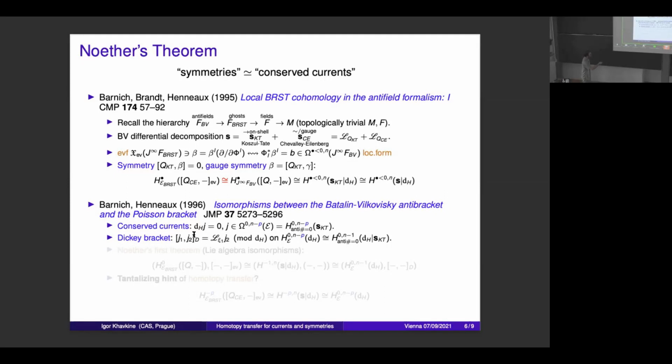On the conserved currents, they recall the definition of the so-called Dickey bracket, which is basically the Lagrangian analog of the symplectic version of Noether's theorem, which says that the conserved charges corresponding to symmetries, through the Poisson bracket, generate the symmetries themselves. Here we don't have a Poisson bracket, but we have a substitute bracket that is defined not on everything, but just on the conserved charges or conserved currents themselves. This is called the Dickey bracket, and it uses the correspondence of conserved currents with symmetries. I don't have time to go into this, but to every current you can associate the symmetry, and I can use that symmetry to take some Lie derivative.